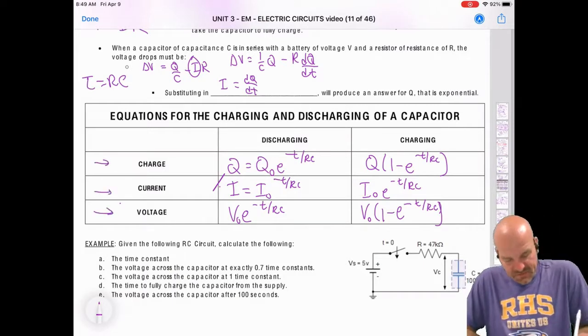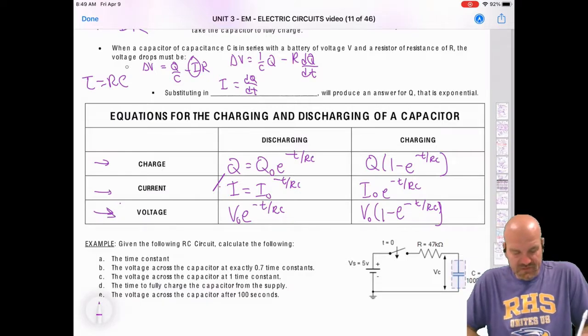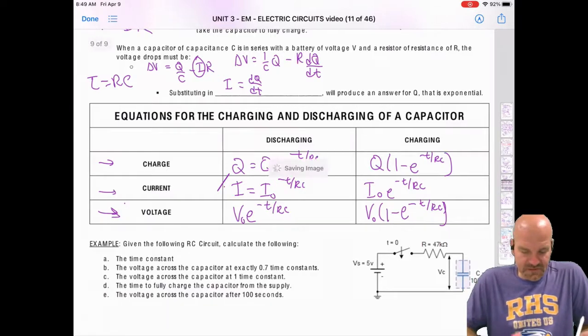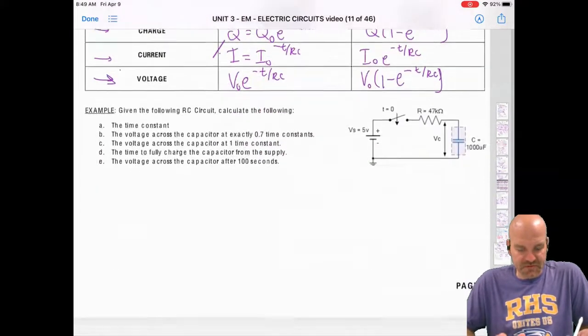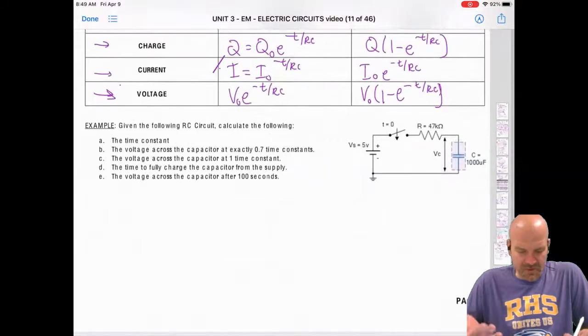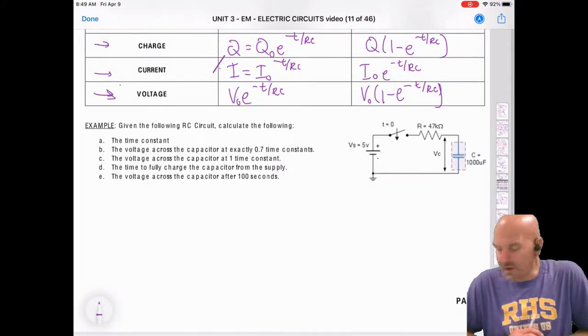I believe these are not given to you on the AP Physics C chart, so you'll want to memorize those. But you may be asked to derive those, okay, which will be a separate video.